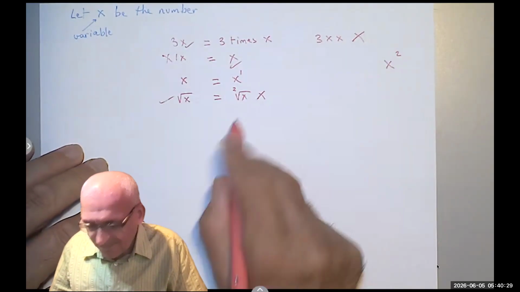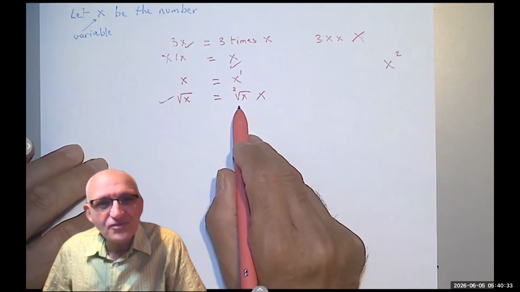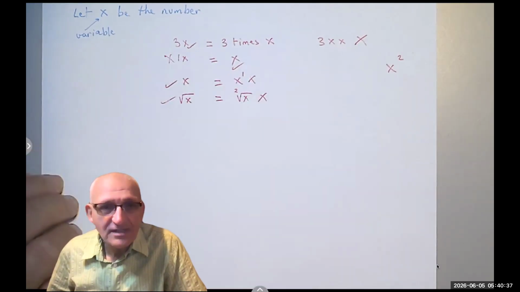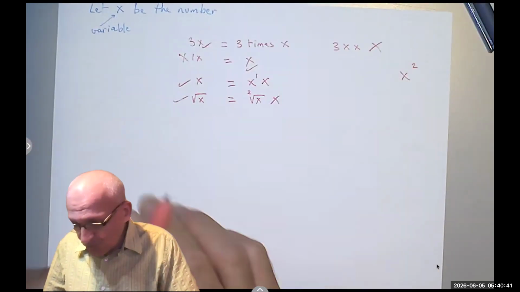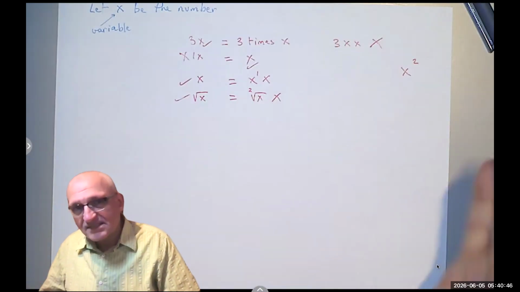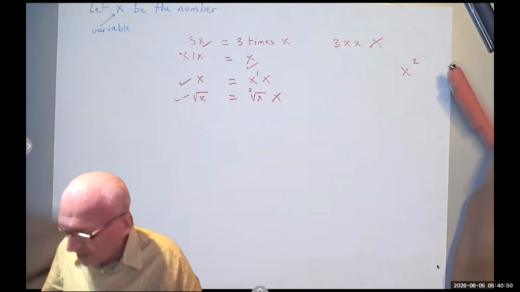We don't write this, even though it's not wrong, by the way. I can add the 2, but I will be confusing some of you. I don't write the 1 on top of the x. I'd simply write x. So these are a few things that we will be using in algebra. We'll say x, we'll say square root of x, we'll say 3x, and so on and so forth. So let's go back to our problem.